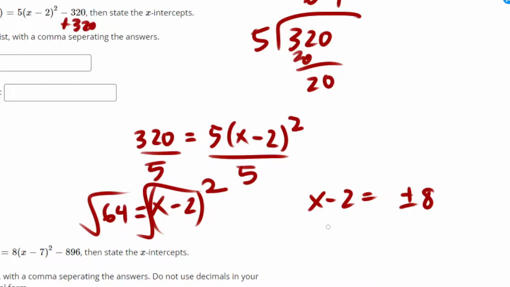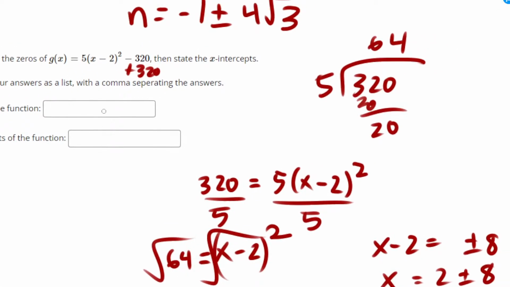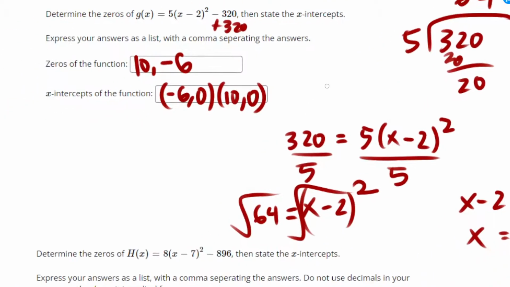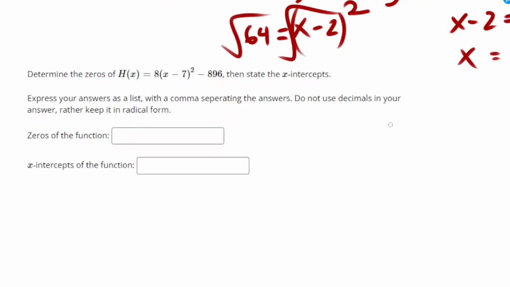We can add 2 to both sides, so you have x equals 2 plus or minus 8, which is either x is equal to 10 or x is equal to negative 6, my bad. And then the zeros of this function are going to be negative 6 comma 0 and 10 comma 0. It's just the x-intercepts. You'll need them in coordinate point form.